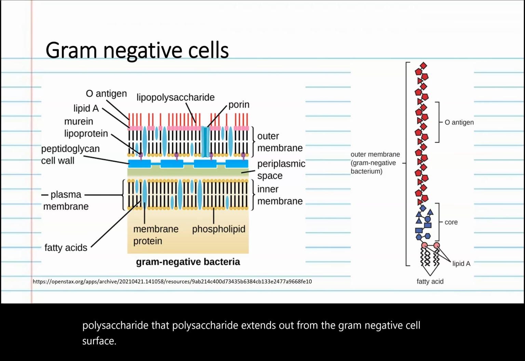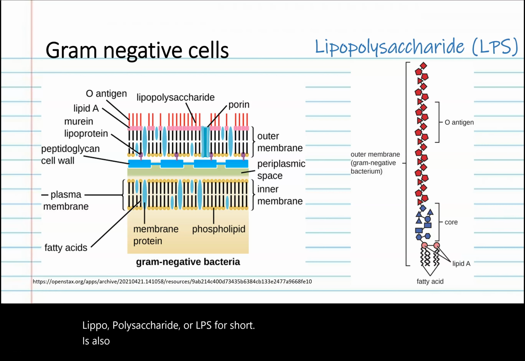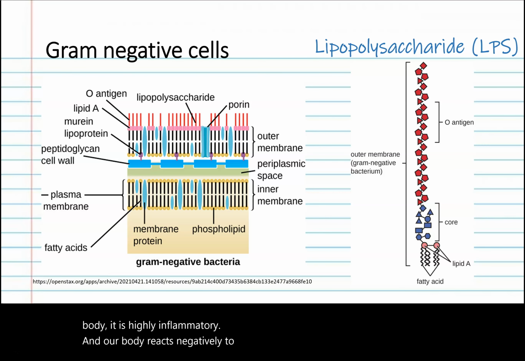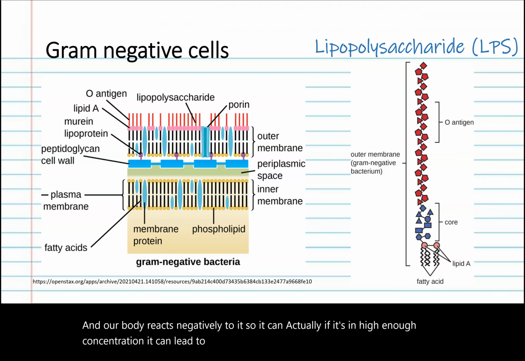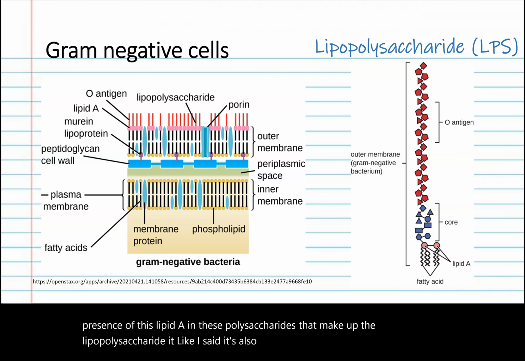Lipopolysaccharide, or LPS for short, is also called endotoxin. So when this substance is in the human body, it is highly inflammatory, and our body reacts negatively to it. If it's in high enough concentration, it can lead to shock and even death. And that's because of the presence of this lipid A and these polysaccharides that make up the lipopolysaccharide. Like I said, it's also called endotoxin.